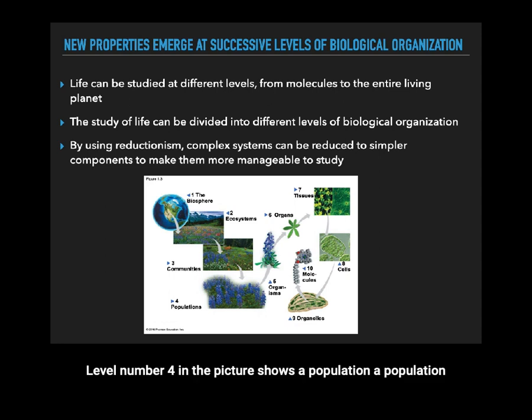Level number 4 in the picture shows a population. A population consists of all the individuals of one species living within the boundaries of a specified area. Here shown are lupine individuals. Individual living things are called organisms. So one of these lupine plants is an organism.